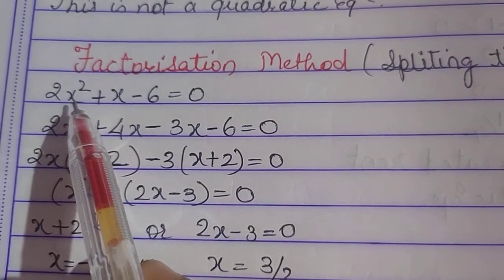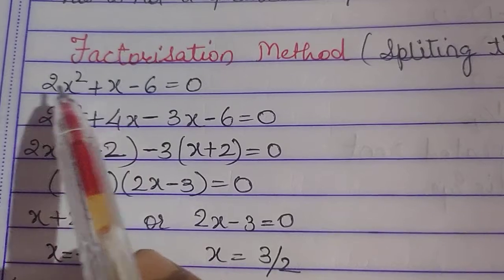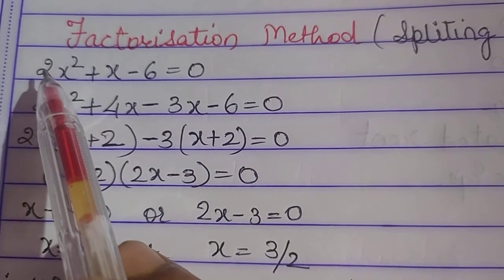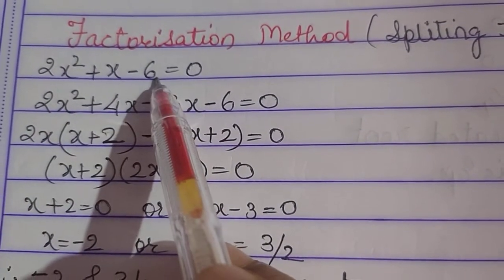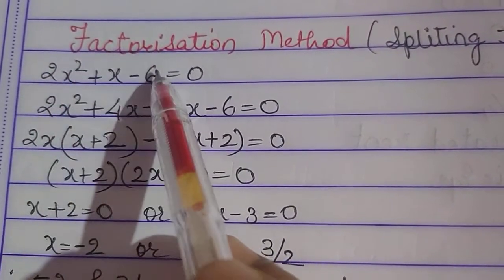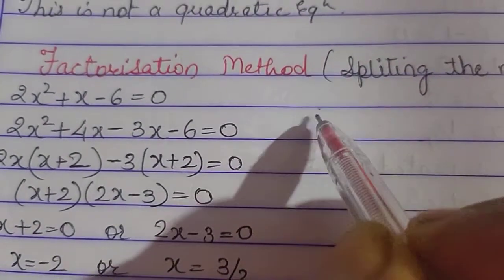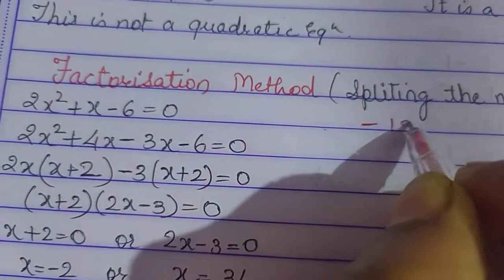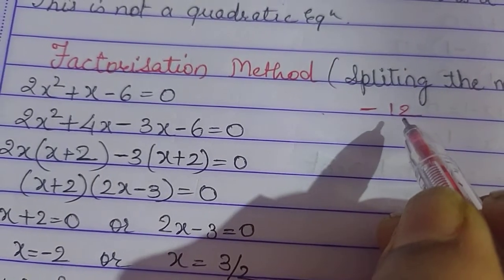Now listen how to simplify this. Here we will split up the middle term. First of all, find the multiplication of a and c values. a is 2, b is 1 and c is −6. So a into c, that is 2 into −6, is −12. So this multiplication is −12. Now we will find the factors of this 12.